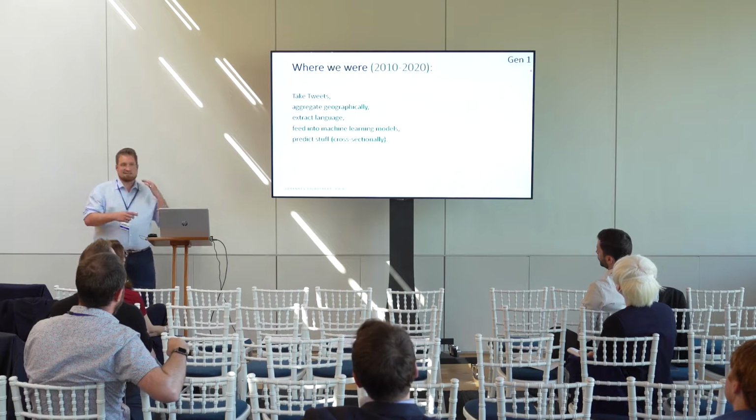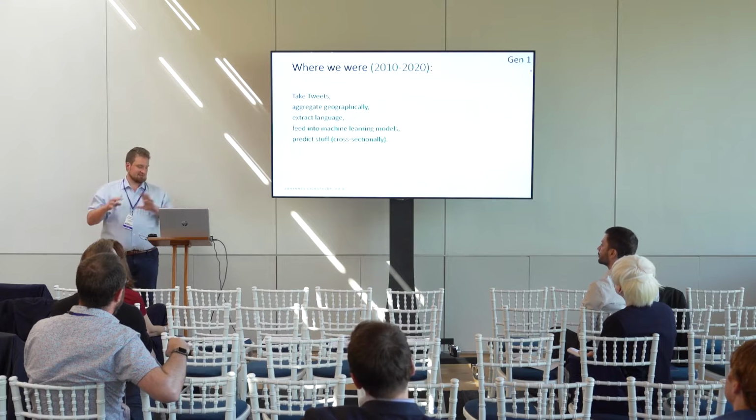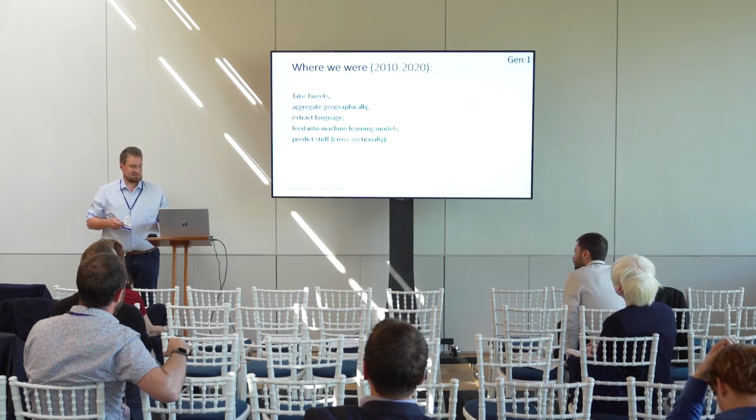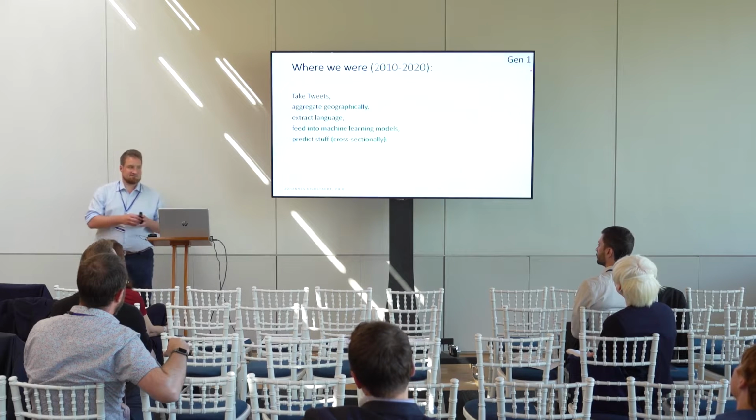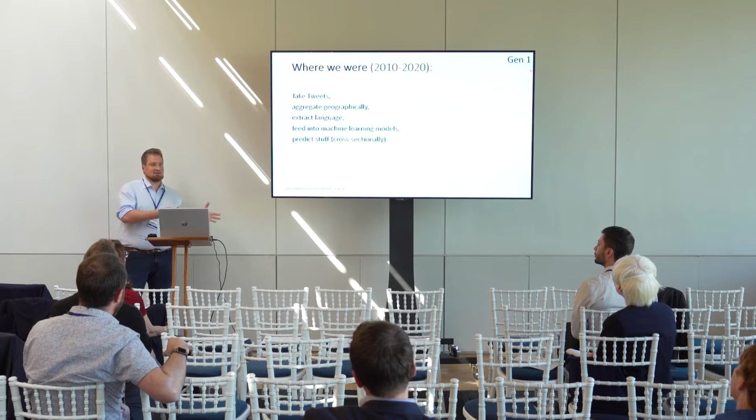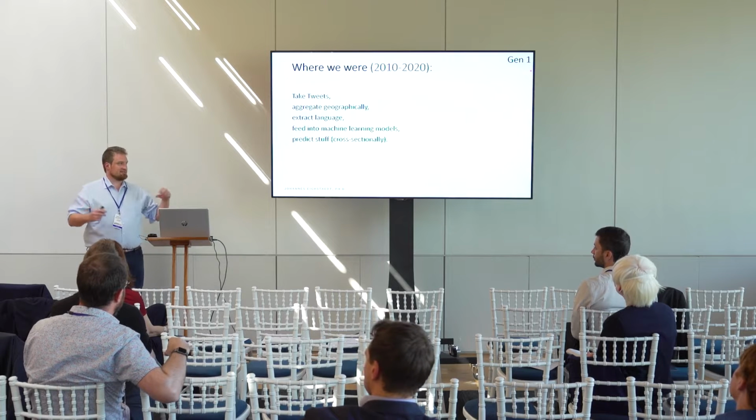Okay, so the basic idea of basic Twitter population monitoring: you take the tweets, you aggregate them geographically, and then you extract language features, which is sort of you extract word counts. You feed that into some sort of machine learning model, and then you say, now you have the words from every county in the US, and you build some sort of cross-sectional, cross-validated machine learning model to predict heart disease or something like this. So this is sort of what this looks like.